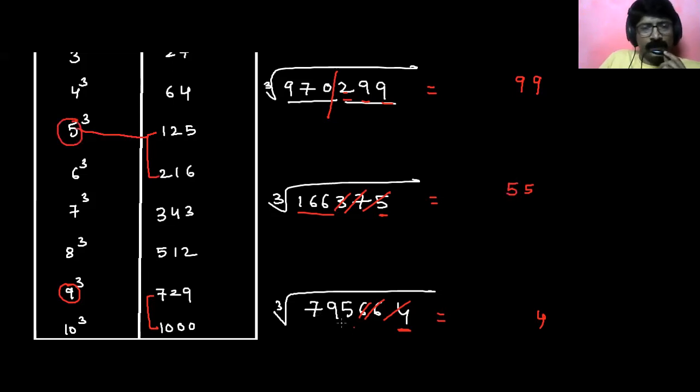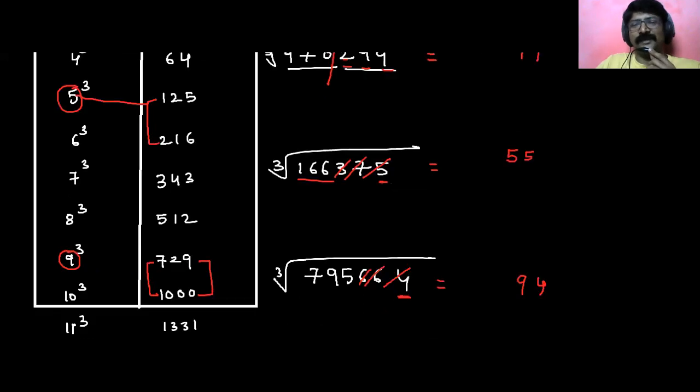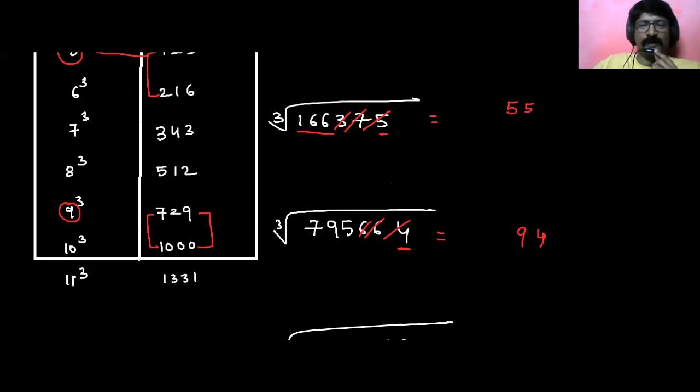795 lies between 729 and 1000, so the smallest number is 9. So write 9 over here. And I guess that's all. So I gave you the answers of all the questions till now. Within 3 seconds, we could do all the sums. Each and every sum we could crack within 3 seconds. I hope you understood these methods perfectly.